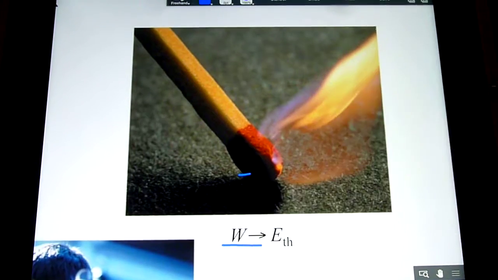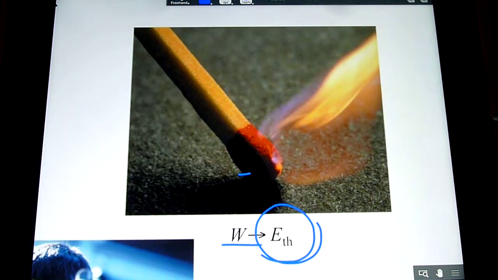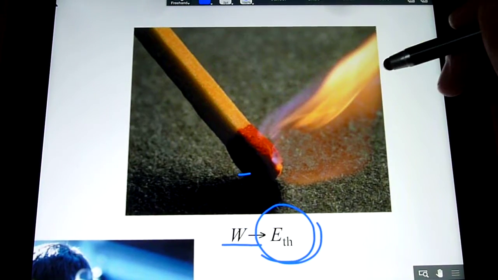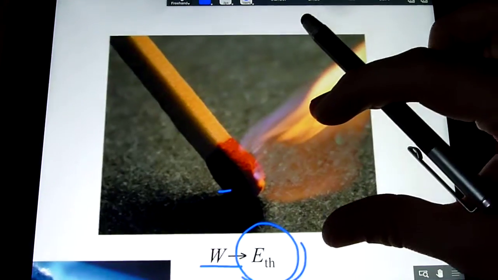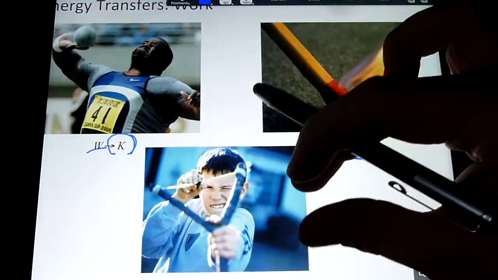That push is the work, and now I see that my system looks different. It's got thermal energy, right? Hot match, right? It looks different. I've got energy in my system.